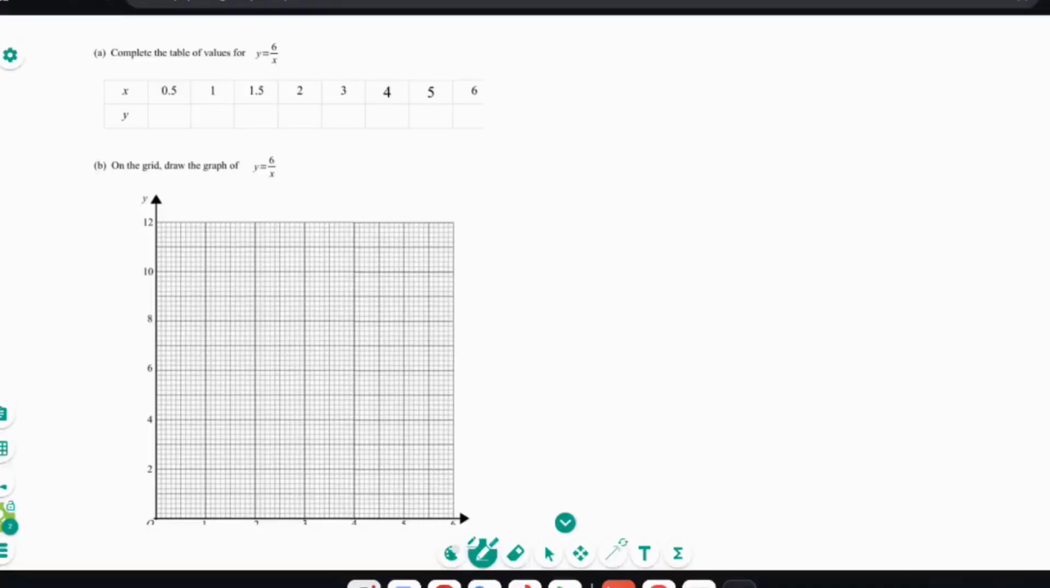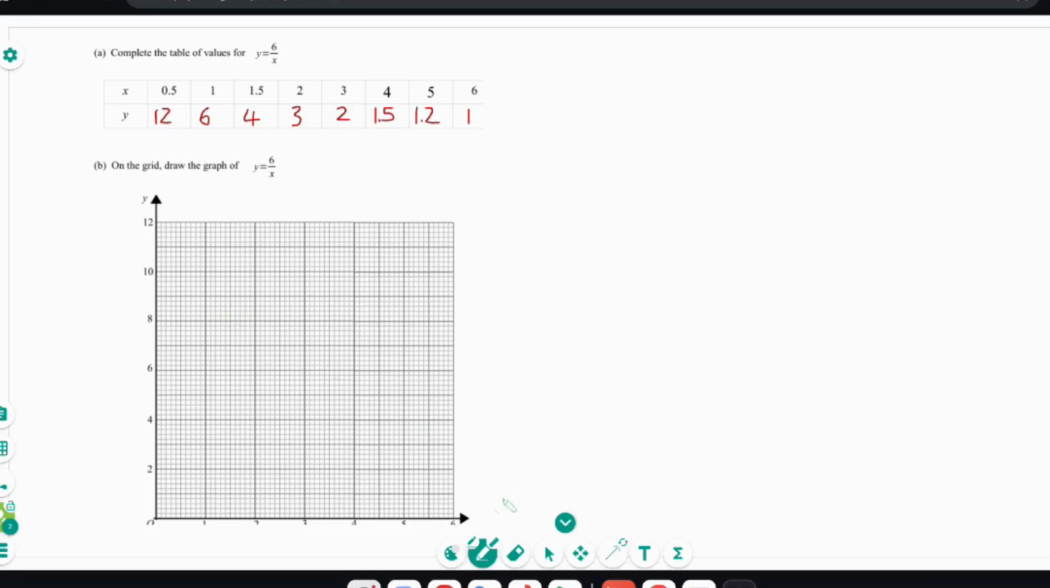And we'll finish off with the reciprocal graph. Maybe have a go at this yourself and put me on pause and pause when you're done. So let's fill in the table first. y equals 6 over x. 6 divided by 6 is 1. 6 divided by 5, 1.2. 6 divided by 4, 1.5. 6 divided by 3, 2. 6 divided by 2, 3. 6 divided by 1.5, 4. 6 divided by 1 is 6. And 6 divided by half is 12.